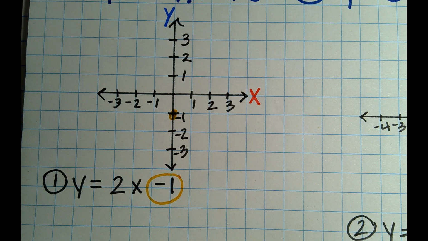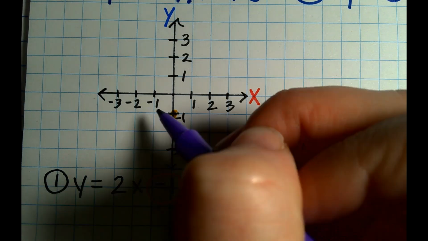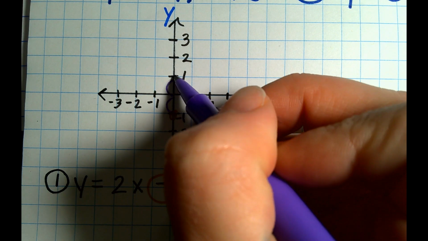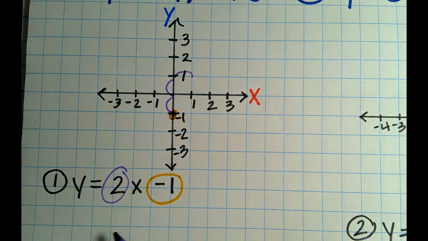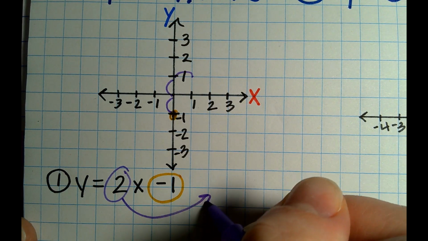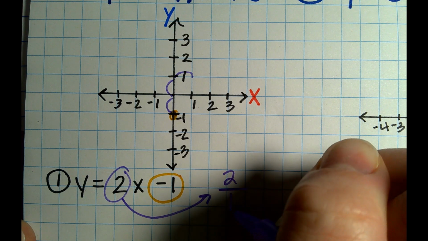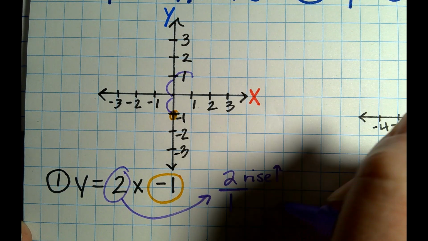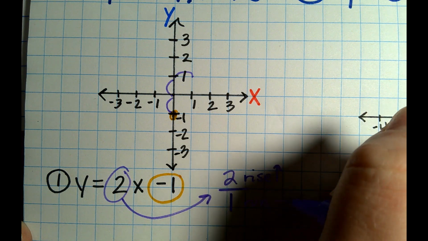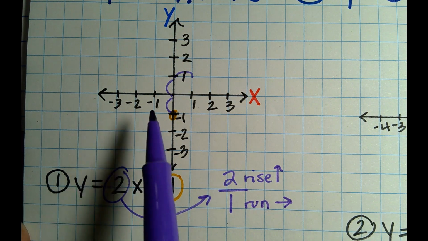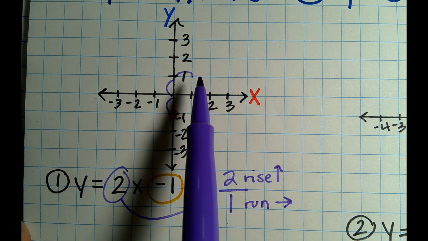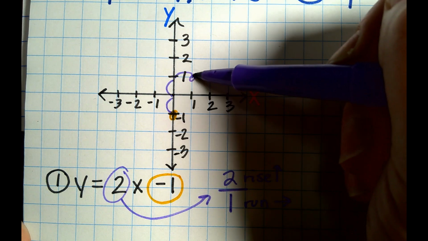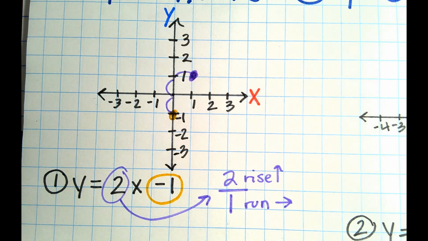Now from your -1 point, go up 2, and then over 1. Beautiful. Our slope is 2, which means 2 over 1 is our rise and run. So we go up 2 over 1, and that gives us our second point.